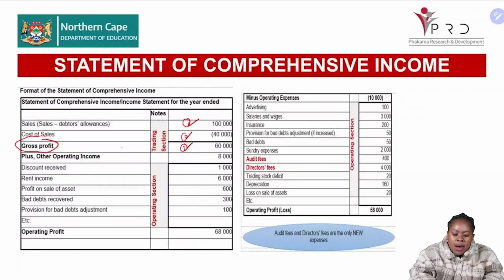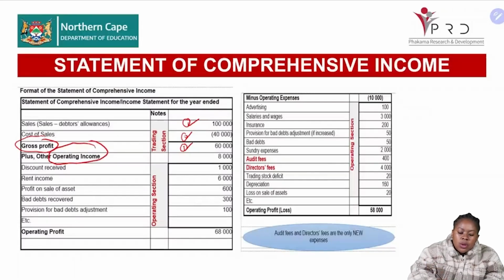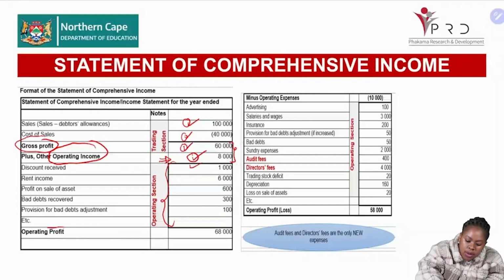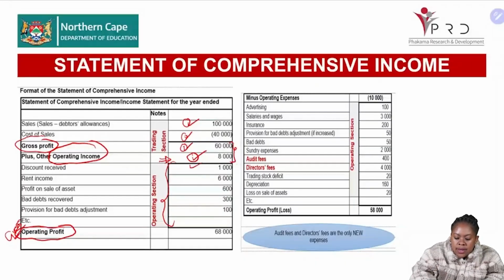Okay, then we have our other operating income that will consist of all the other income that we are going to receive. If we receive a discount, then we record that, the rent income, profit on sale of an asset, and so forth. And then we add everything in this block to get the total of the other operating income. That is also an operational mark. You add your gross profit with your operating income to get your gross operating income. This is your gross, okay? So then it will give us 68.